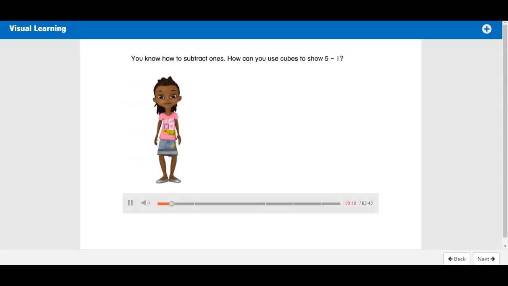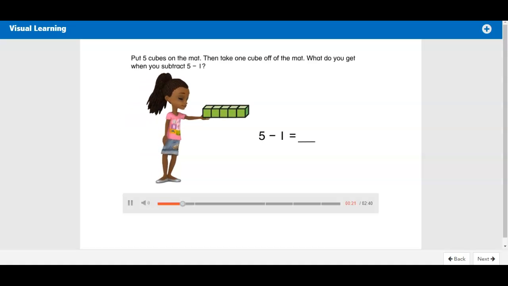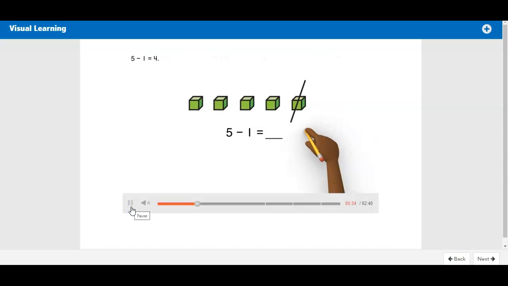You know how to subtract ones. How can you use cubes to show 5 minus 1? Put 5 cubes on the mat. Then take 1 cube off of the mat. What do you get when you subtract 5 minus 1? If I have 5 and I take away 1, I have 1, 2, 3, 4 left. 5 minus 1 equals 4.